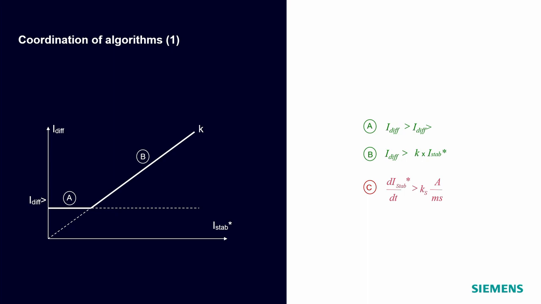And we have criteria C, which you can't see directly here at the characteristics, which means we have a jump of the stabilization current. It's an internal value that is detected from 1 millisecond to the next millisecond. We have a very high jump of the stabilization current, and this jump of the stabilization current, we say that's criteria C.